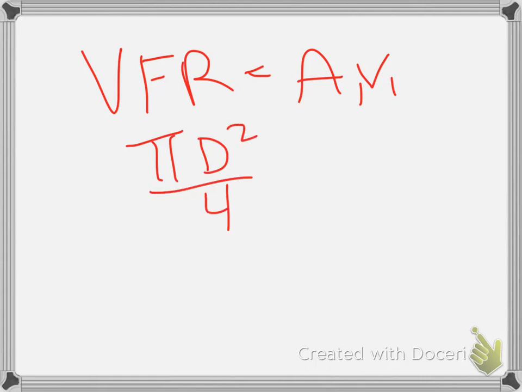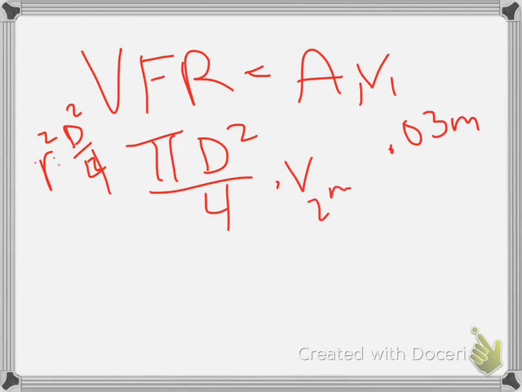Not sure where that comes from. R is d over 2, so when you square r, it's d squared over 4 times v. They give you the diameter in centimeters. The answers are in meters, so you better convert the 3 centimeters to 0.03 meters, and v is 2 meters per second. Do the math, you will get the right answer.